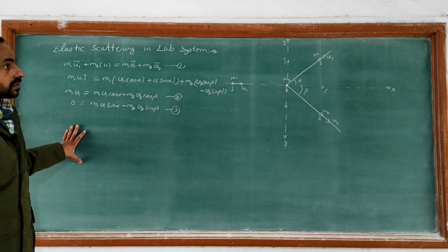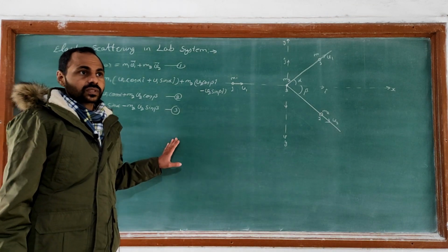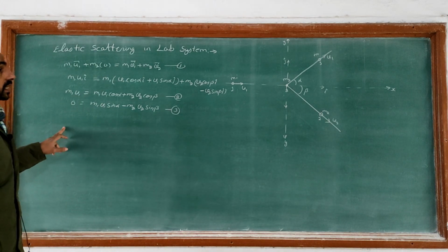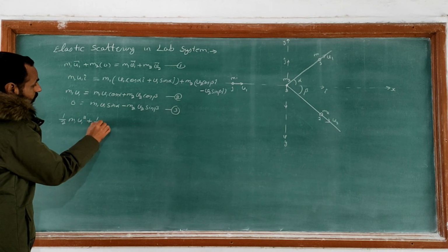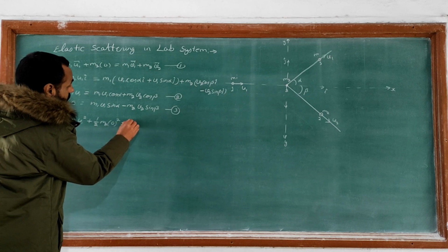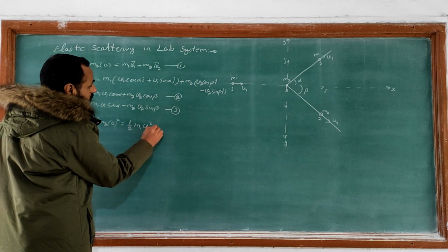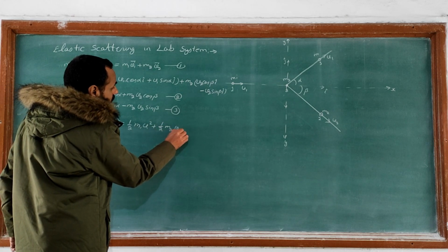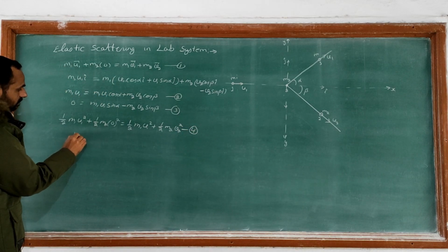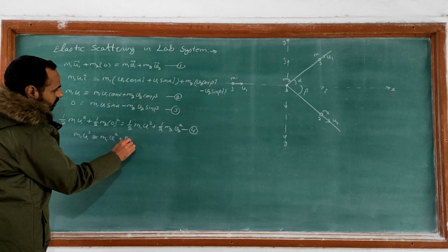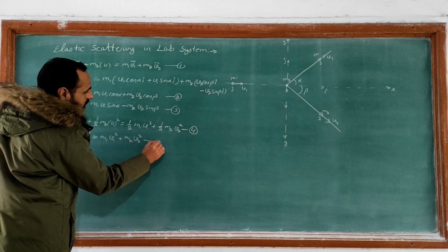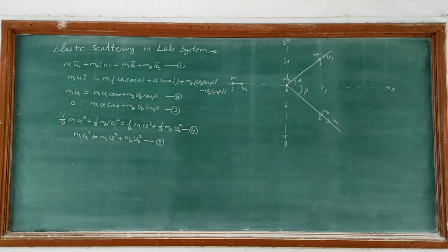Now from the law of conservation of kinetic energy, the kinetic energy of the system before the collision is equal to the kinetic energy of the system after the collision. So the kinetic energy before the collision is half m1 u1 square plus half m2 times the velocity of the second particle, which is 0, is equal to half m1 v1 square plus half m2 v2 square. This is equation number 4, and from this equation we have m1 u1 square equal to m1 v1 square plus m2 v2 square, let it be equation number 5. So now we have equations 2, 3 and 5 with 4 unknown constants: alpha, beta, v1 and v2.